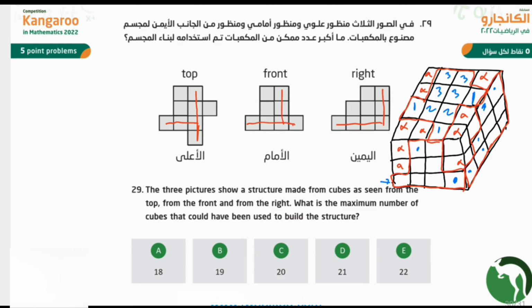Now the number of cubes will be the sum of these numbers here. So if we sum all of these numbers, we will obtain 19, and B is the correct answer.